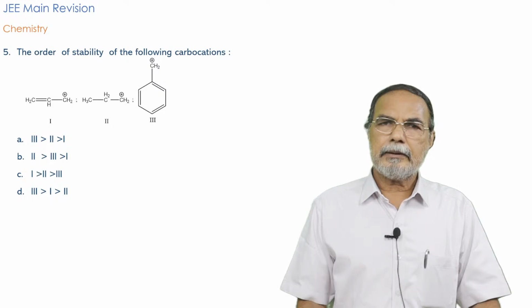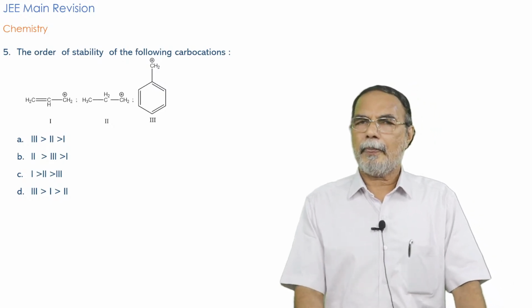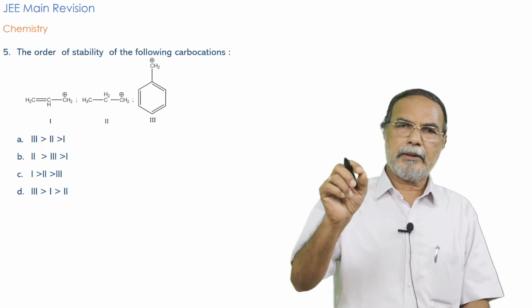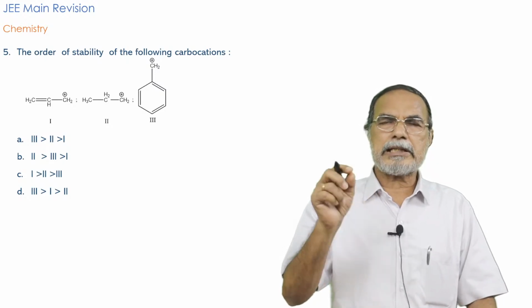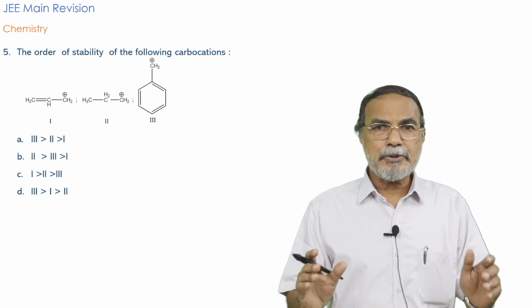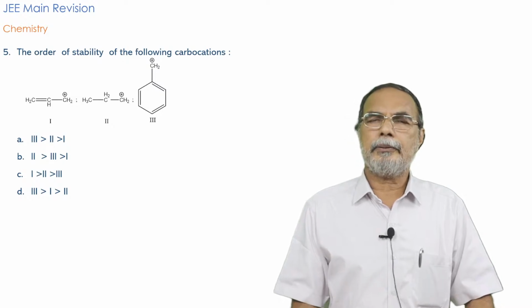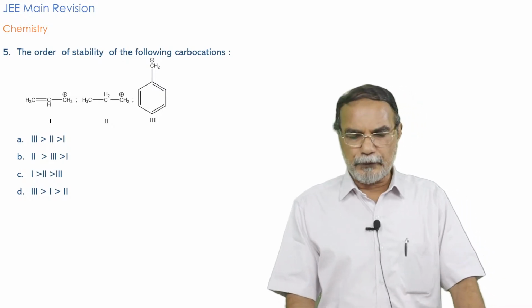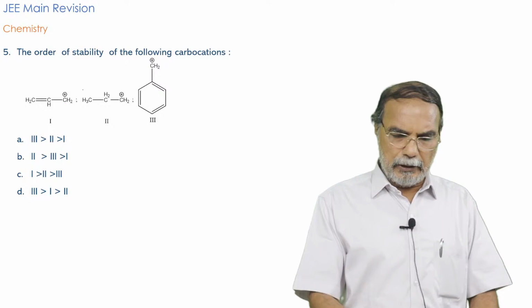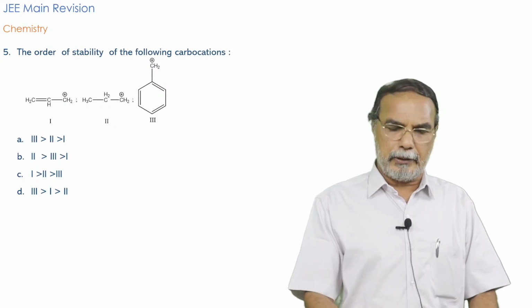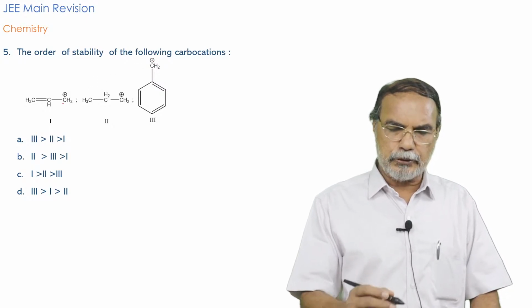third is the benzyl carbocation. And it is textbook knowledge that the allyl and benzyl carbocations are exceptionally stable due to resonance. Of course, it appears that they are all primary carbocations, CH2 plus, here also CH2 plus.